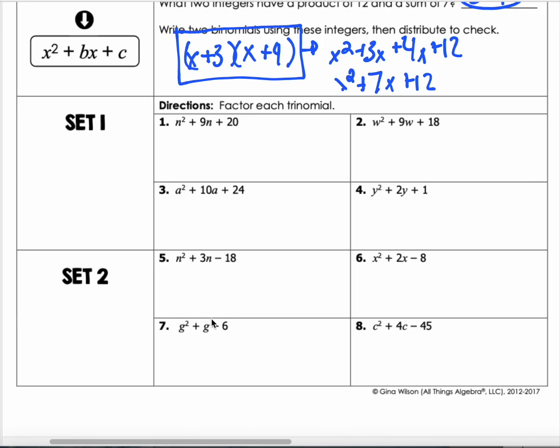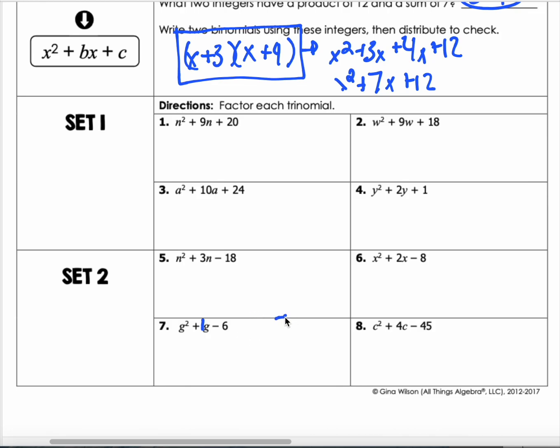Let's look at number 7. Okay, I have g squared plus g minus 6. Well, I know that in front of my g, there is this understood 1 right here. And remember, I have to find a number when I multiply the two, make one. I'm sorry, when I add the two, I get a positive one. And when I multiply the two, I get a negative 6.